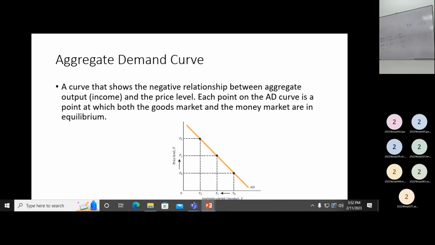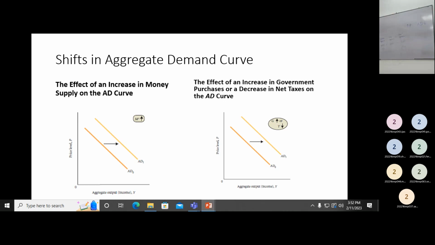Okay, so you can see the aggregate demand curve is drawn by taking the price level on this axis and the aggregate output or income on this y-axis, right? Any questions on that? Now let's see what could create shifts in the aggregate demand, right? The aggregate demand curve could shift either rightwards or leftwards from time to time due to certain reasons, right? Some of the reasons are shown on this slide.